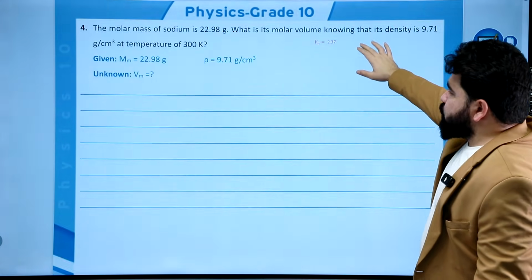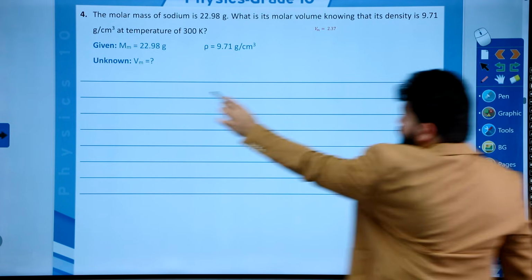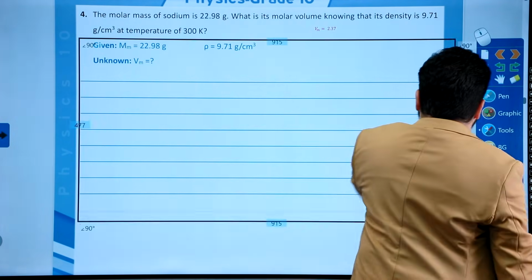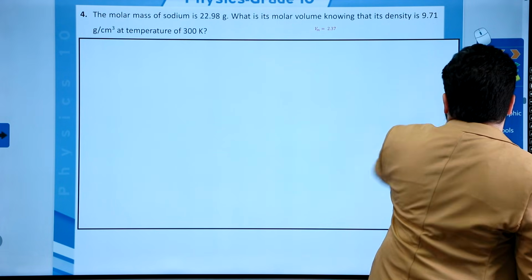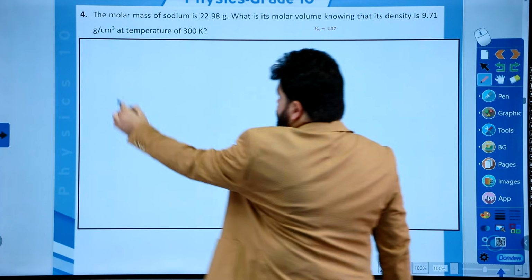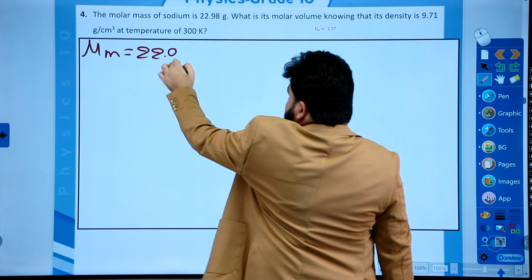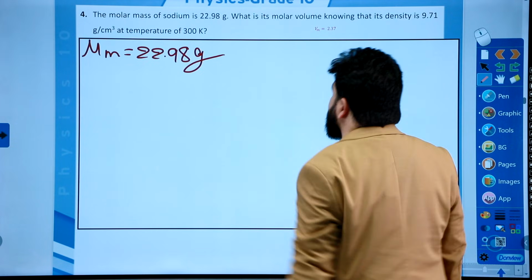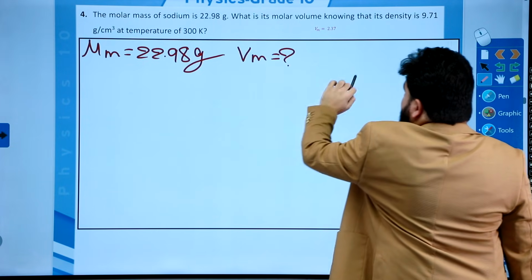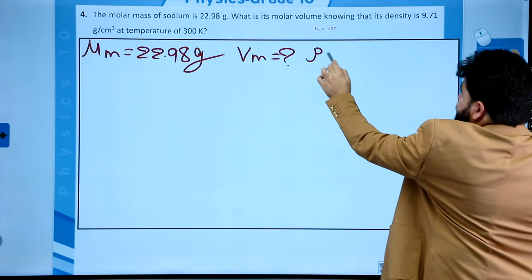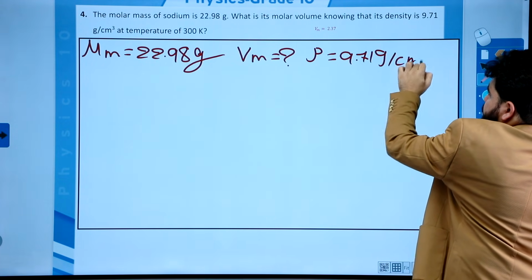Question 4, this is also a good question. So let's solve this one too. We have the molar mass of sodium. So we have MM is equal to 22.98 gram. What is its molar volume? Vm is equal to what? If you know that the density is equal to 9.71 gram per centimeter cubed.